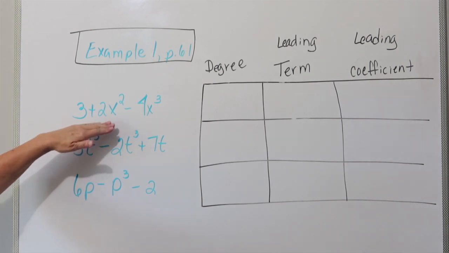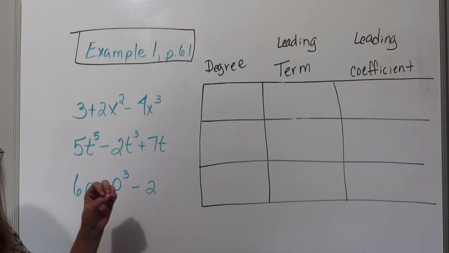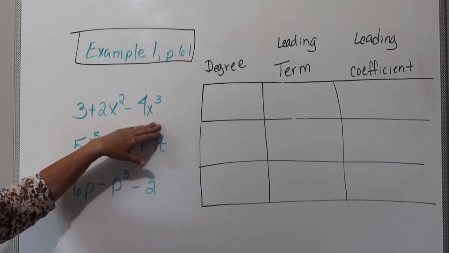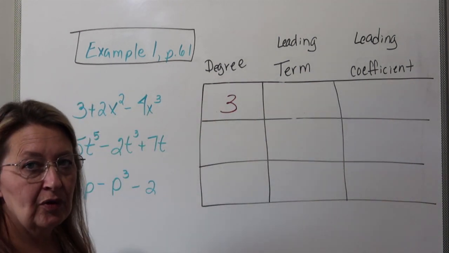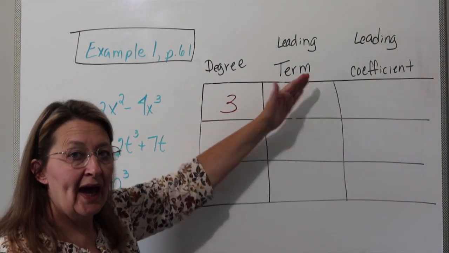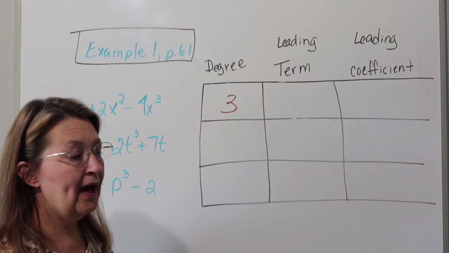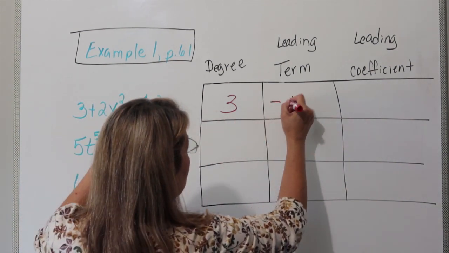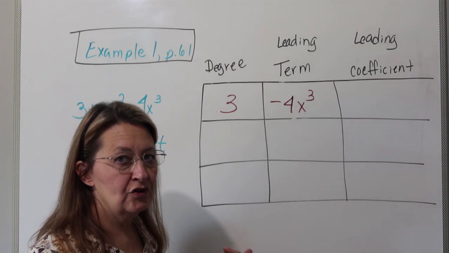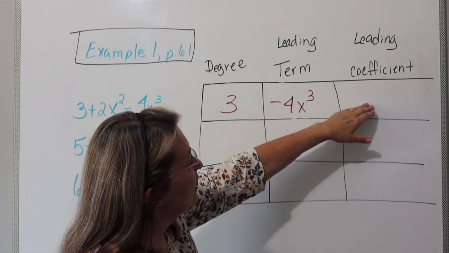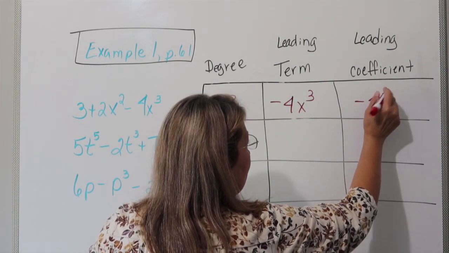Here I have 3 plus 2x squared minus 4x to the third. What is the largest power in that polynomial? Well, that's your 3. So the degree of that polynomial is 3. Alright, what term has that power? Now remember, a sign belongs to the number that comes right behind it. So when you look at this term, you should see negative 4x to the third. That's going to be your leading term. Then your leading coefficient is the coefficient of this term. So that's going to be negative 4.